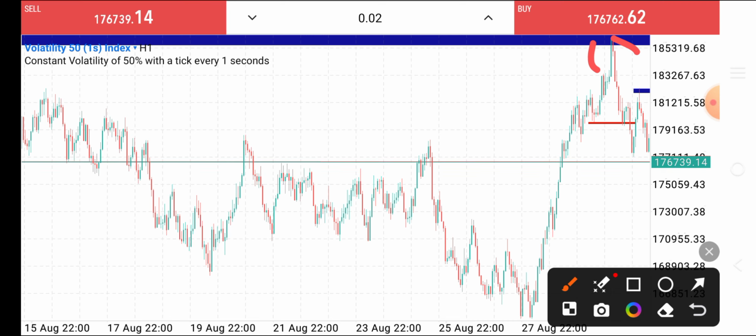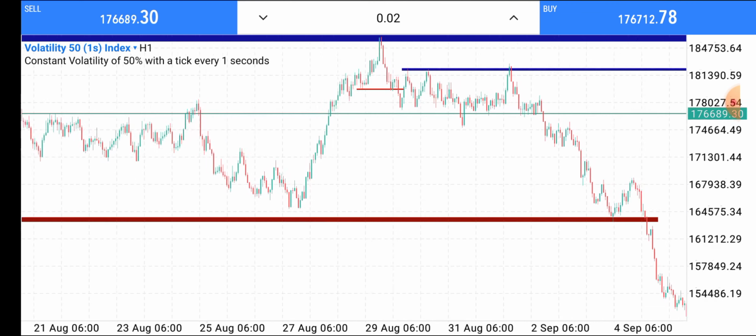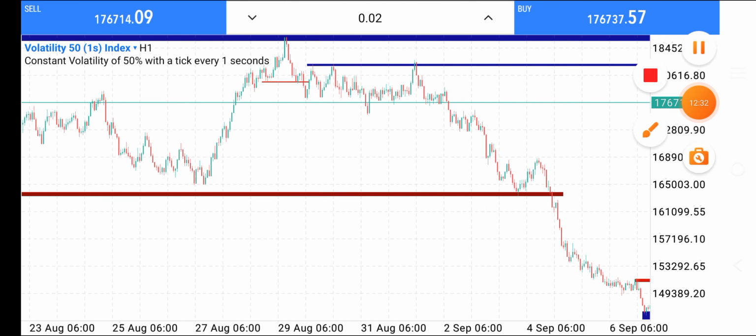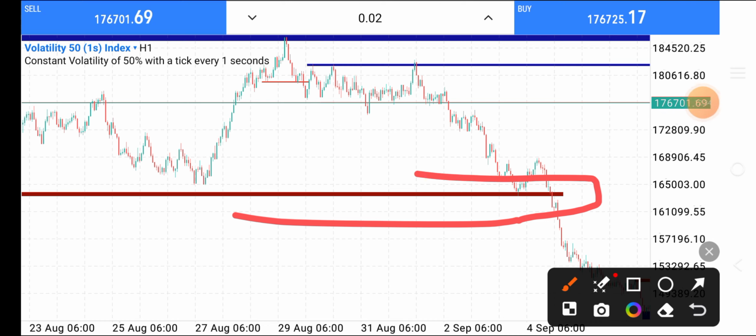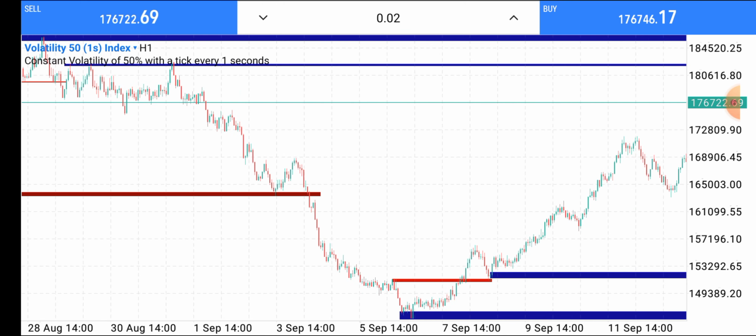So now you can see it respected that level and still pushed down again. This maroon line you are seeing now is a change of character in the higher time frame, which is the D1. So you can see, once the market got, imagine this movement is on 1 hour. So imagine how it is in 15 minutes.